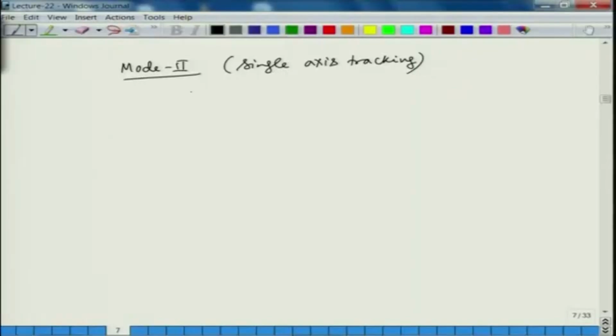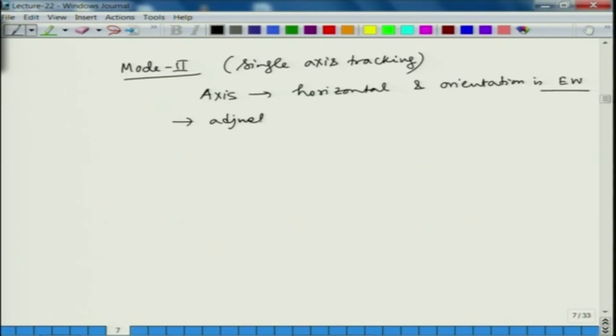So, here again we will have the axis to be horizontal, just as in case of mode 1, and the orientation is also east west. But what is the difference? It is adjusted continuously. Earlier we were adjusting only once a day. Now we are moving it continuously, so that this theta is minimum.